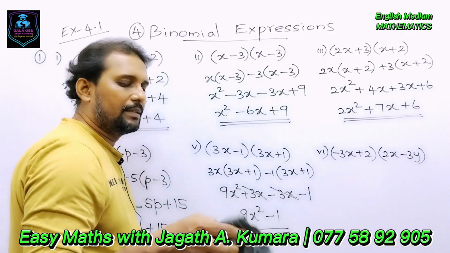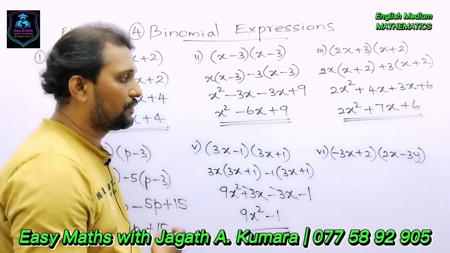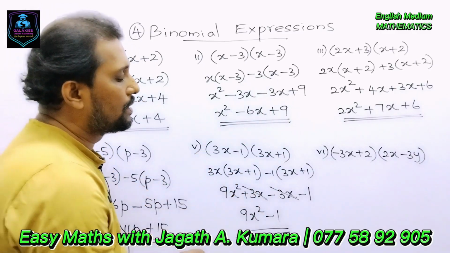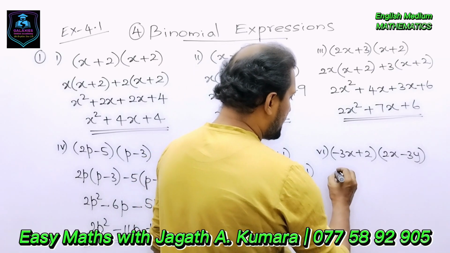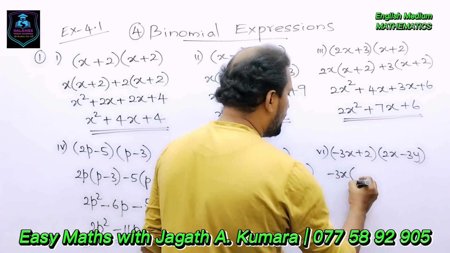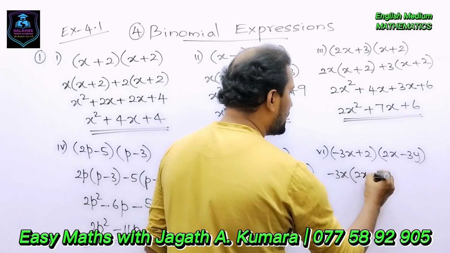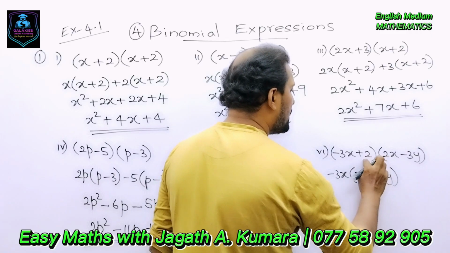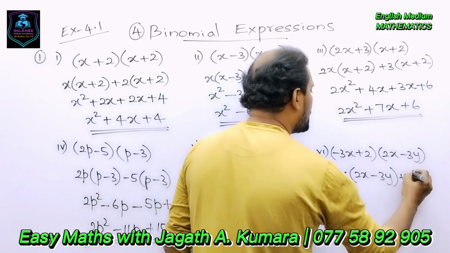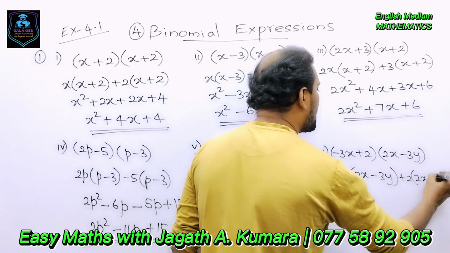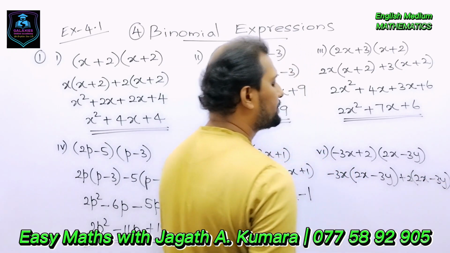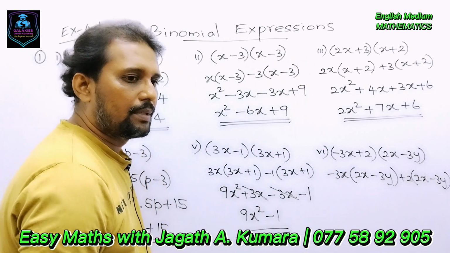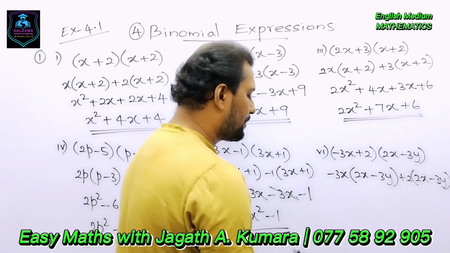Right, then another one part remaining of the first 6 parts. Minus 3x multiply second bracket 2x minus 3y plus 2, multiply 2x minus 3y. Now remove the brackets carefully.